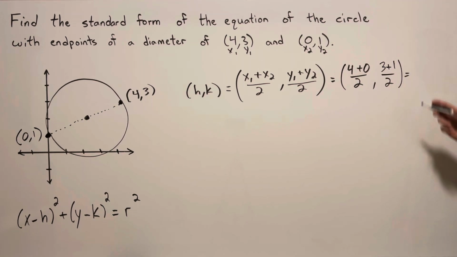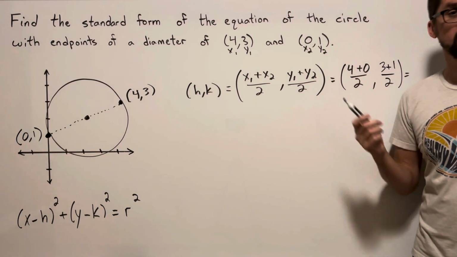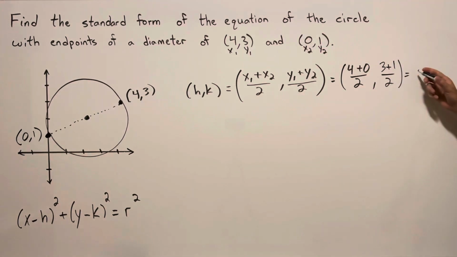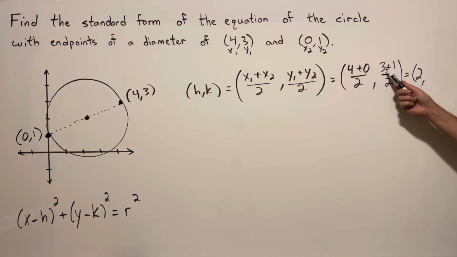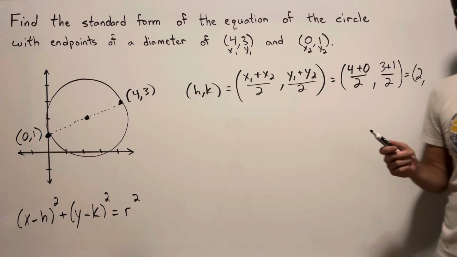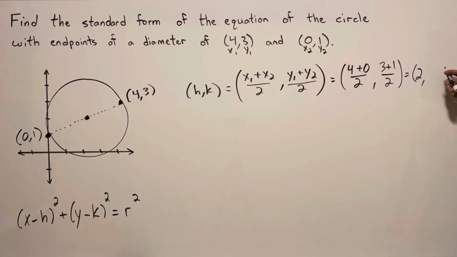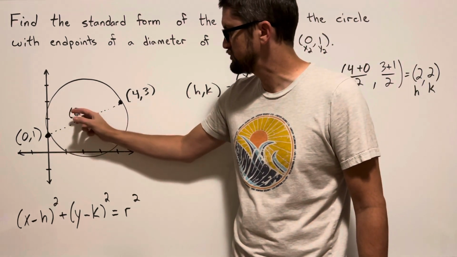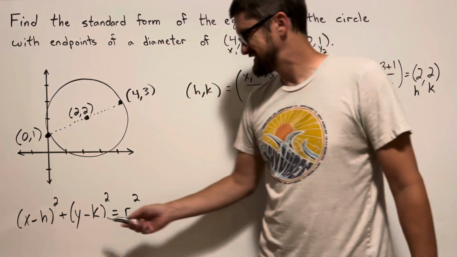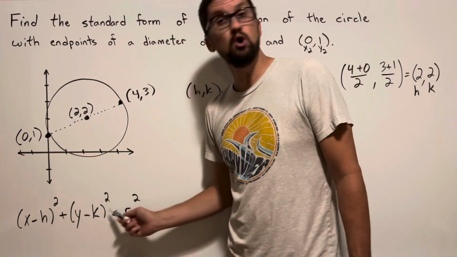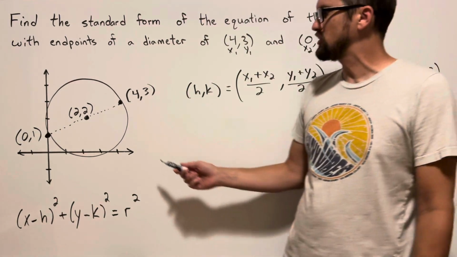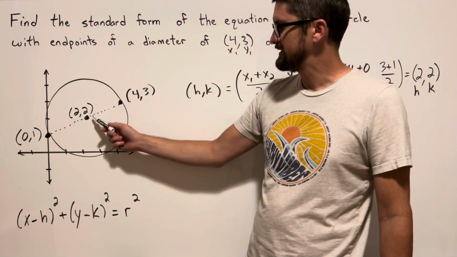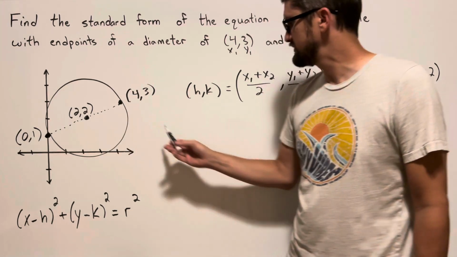So this is going to be 4 plus 0, which is 4. 4 divided by 2 is 2. And then this is 3 plus 1, which is 4. 4 divided by 2 is also 2. So the h and the k are 2 and 2. So we figured out what this point is, (2, 2). That's going to be the h and k. You also need to fill in the radius r, so we need to find the distance between these 2 points.